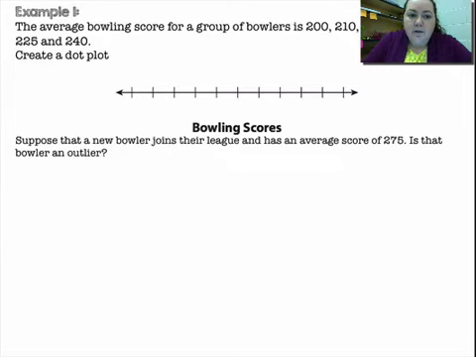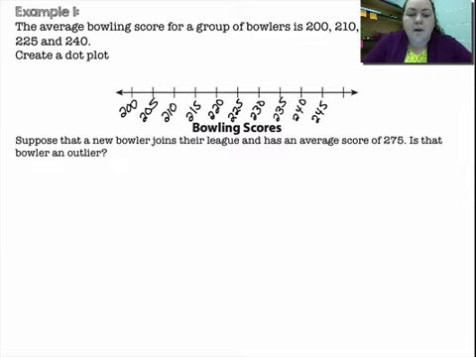All right, example 1. The average bowling score for a group of bowlers is 200, 210, 230, 220, 230, 225, and 240. They want us to create a dot plot. Well, my smallest number is 200. My largest number is 240. I'm going to count by fives. So 200, 205, and so on, all the way up. And then I'm going to put my dots there.